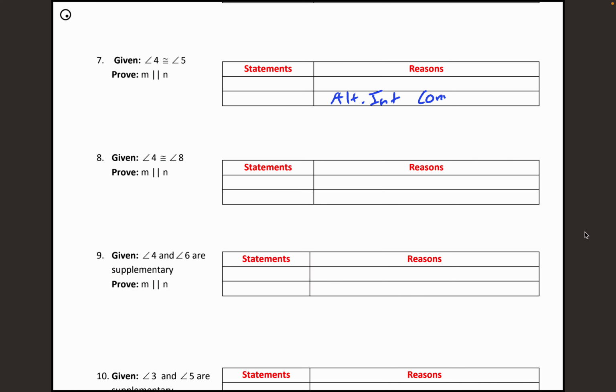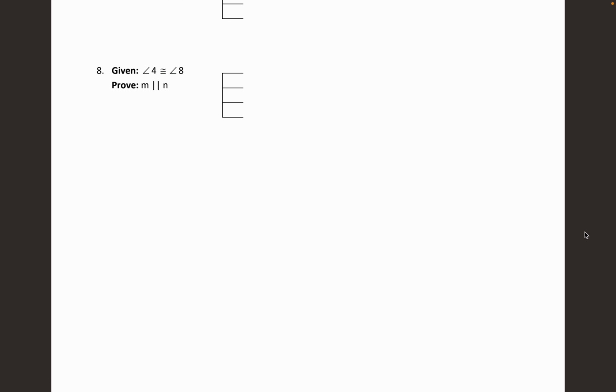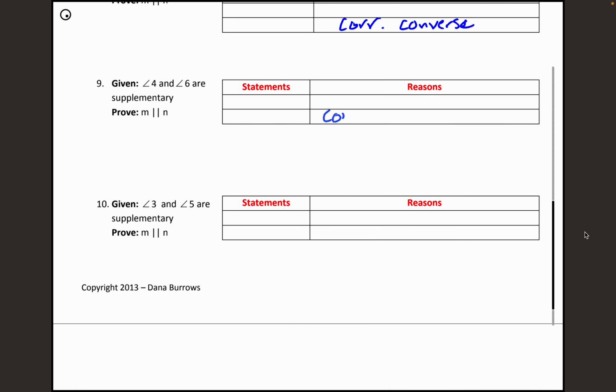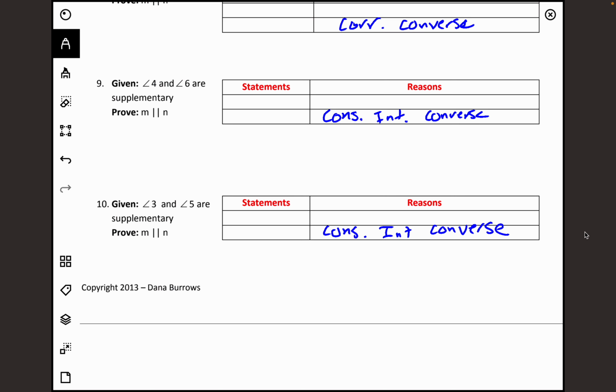All right, number 8. Corresponding converse. Number 9, this was tricking a couple people. These are consecutive interior, okay? Because remember when consecutive interior, they added up to equal 180. So that's what's happening right here. Make sure you have consecutive interior right here. I'm just abbreviating it. Oh, and that's number 10 as well. My bad. That's what you should have got for 10. Do we have questions about these? I hope you can find them somewhat easy.